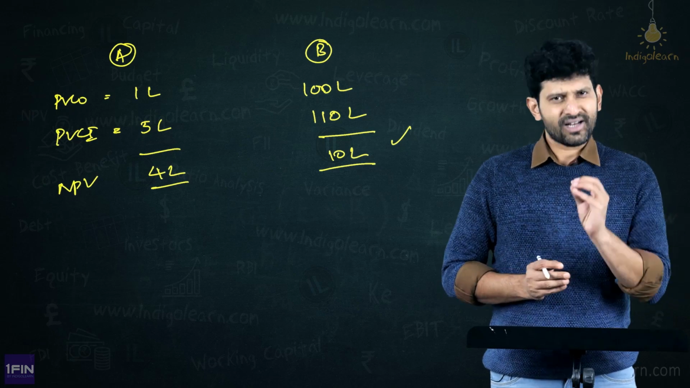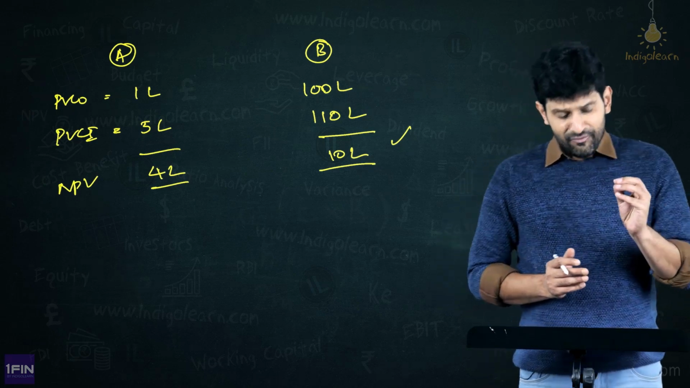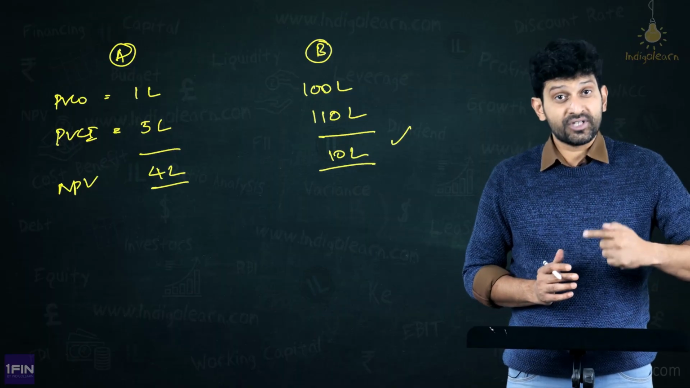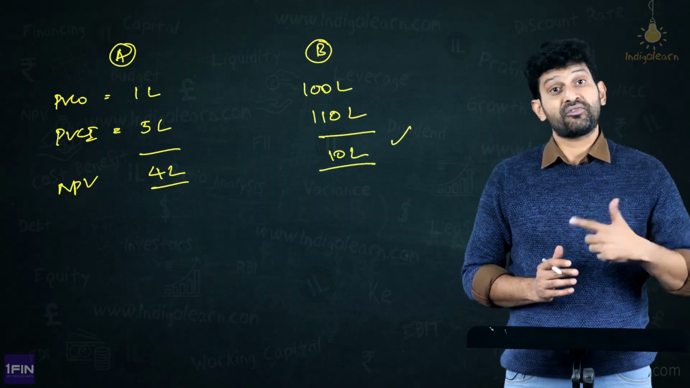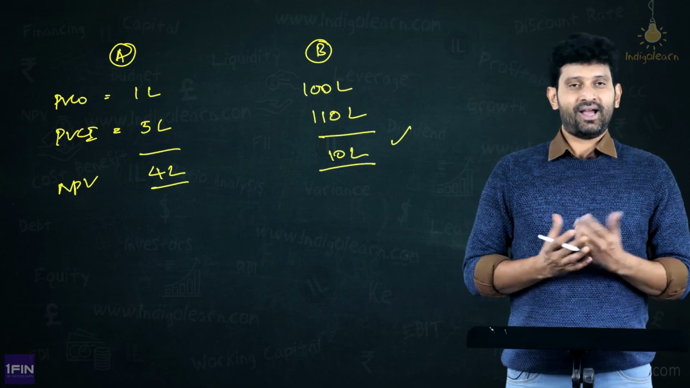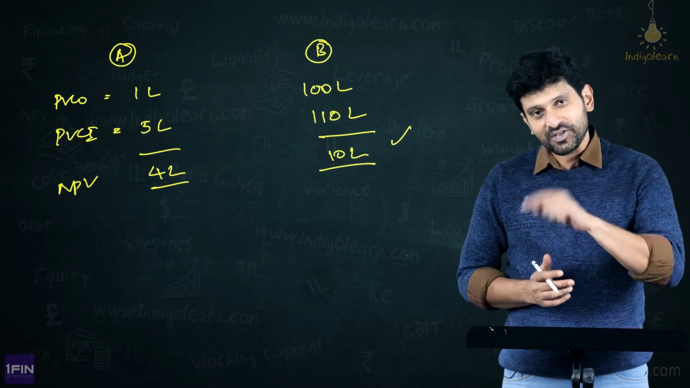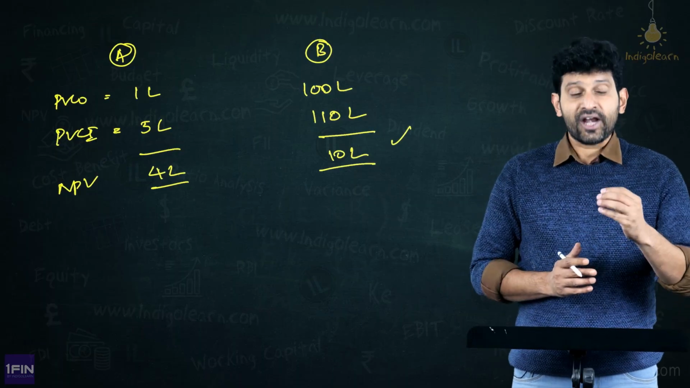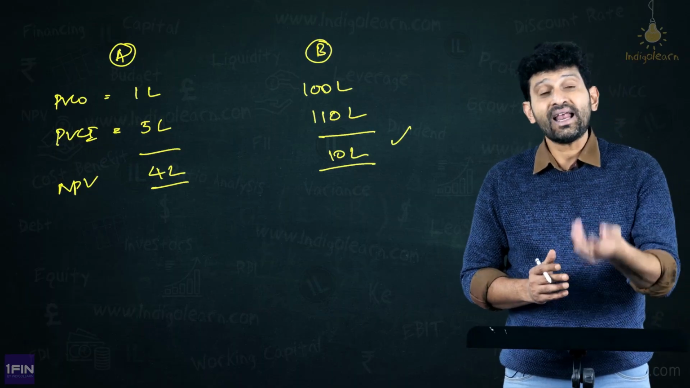But friends, just understand this factor. When you have an opportunity of investing 1 lakh and you are able to generate cash inflows of 5 lakhs, is it not 5 times the investment? Absolutely yes. Now, what happened in case of project B? You invested 1 crore, that is 100 lakhs, and you are generating only 1 crore 10 lakhs.